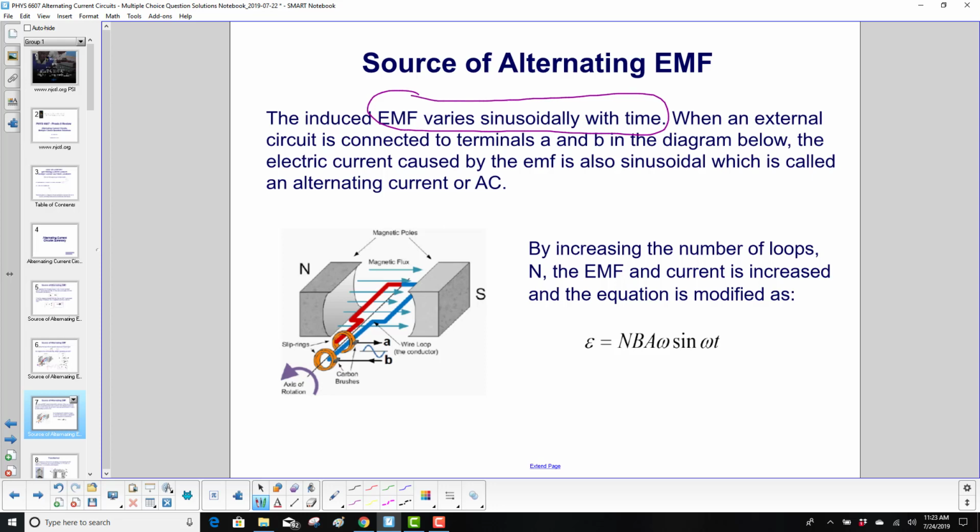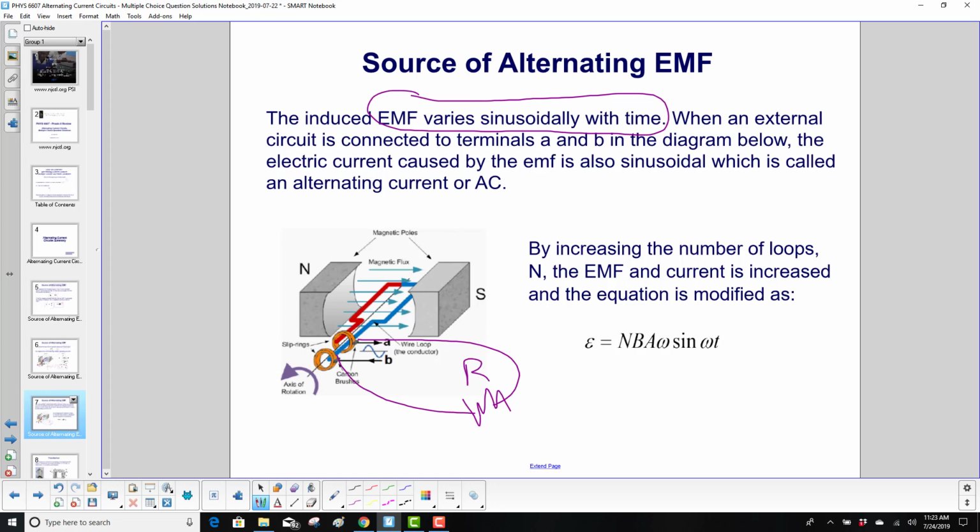I got a little bit ahead of myself on the last one because I talked about the current, so I'll show where that really comes in now. If I connect an external circuit to this loop, and let's say I put a resistor there, a light bulb, I'll have an EMF, I'll have a resistance, and I will now have a current that's equal to the EMF over R.